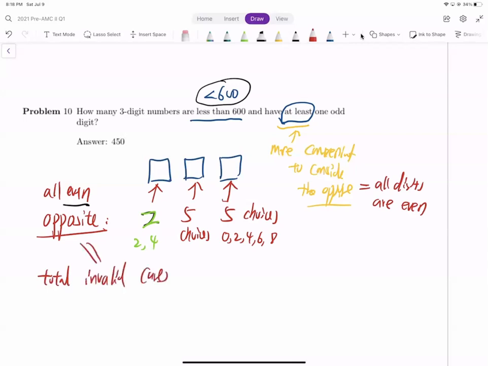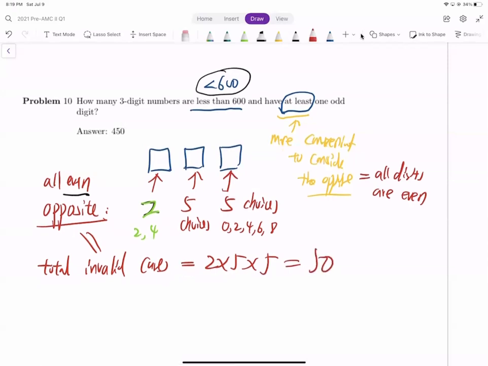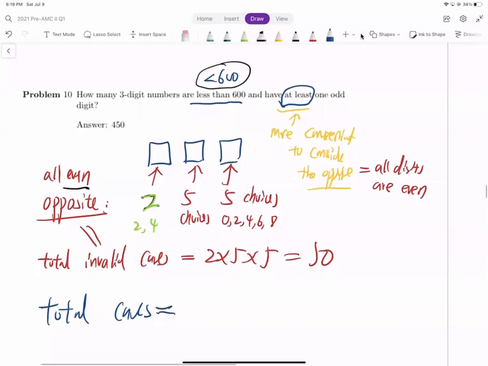That means just the opposite cases equal 2 times 5 times 5, which is 50, right? Yeah, 50. Okay, so those are the invalid cases. Now, what's the total number of cases without the requirement? If you don't consider the requirement, then the total will just be 500.